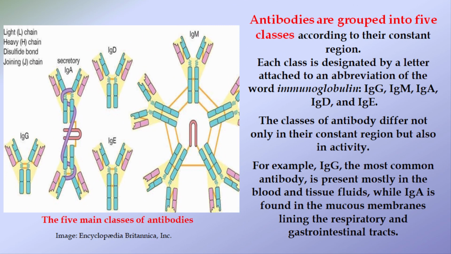Antibodies are grouped into 5 classes according to their constant region. Each class is designated by a letter attached to an abbreviation of the word immunoglobulin: IgG, IgM, IgA, IgD, and IgE. The classes of antibody differ not only in their constant region but also in activity. For example, IgG, the most common antibody, is present mostly in the blood and tissue fluids, while IgA is found in the mucous membranes lining the respiratory and gastrointestinal tracts.